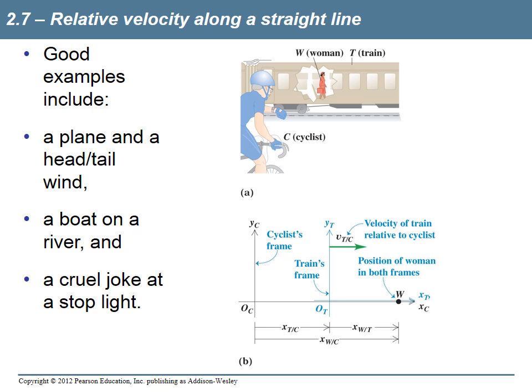So this is what we mean by relative velocity. To the woman, she's moving just regular pace. To the cyclist, she's moving 100 miles an hour, or however fast the train is moving, plus her regular pace.